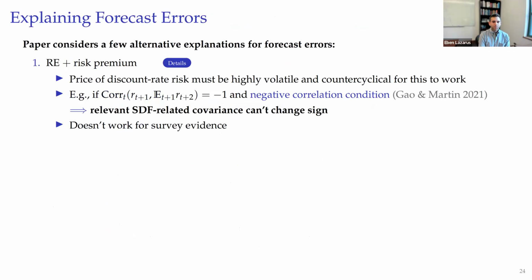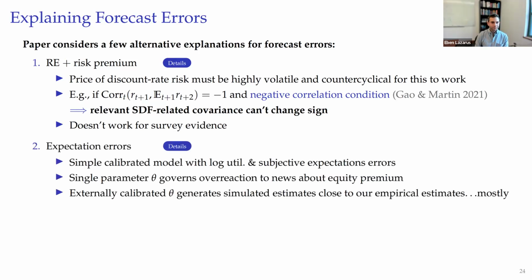And here it must be the case that the price of discount rate risk is super volatile and countercyclical. And it in fact has to switch sides. Under certain standard conditions, that price of discount rate risk cannot change sides. Now there are certain models where it can. We go through a couple in the paper. Ultimately, we don't spend a ton of time on this question just because we think the survey evidence is going to be hard to line up with any rational risk premium based story of our forecast errors.